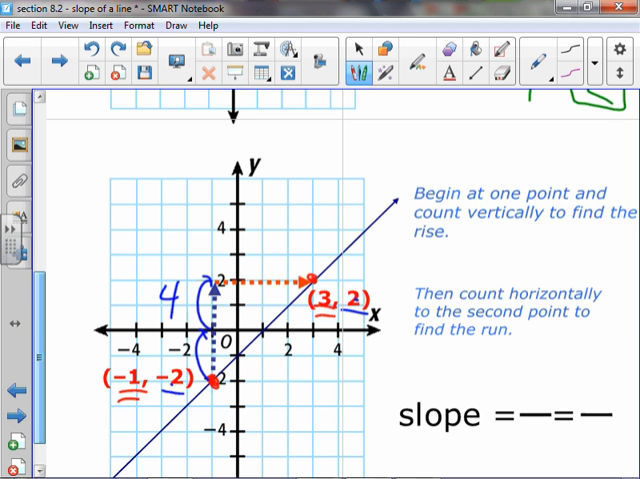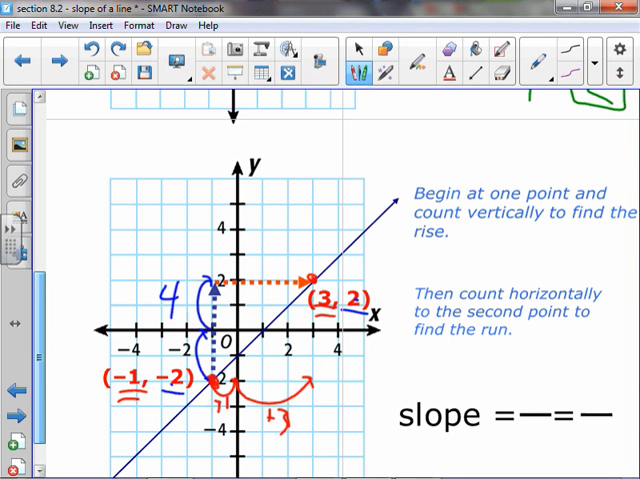Then to find my run, I look at the x values, -1 to 3. How far is it there? Well, I go over 1 to get to 0. Another 3 to get to +3. And so my total run is also 4. And so I write that my rise over my run is 4 over 4. And when I divide that, I get that my slope is 1 over 1, which is just 1.